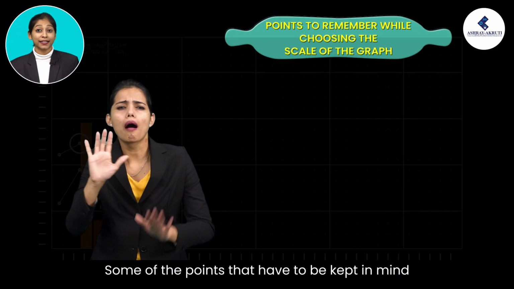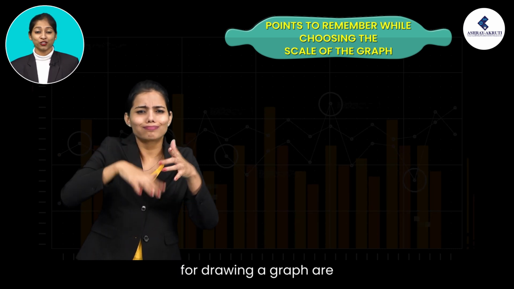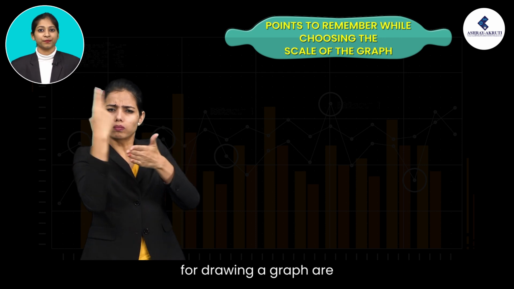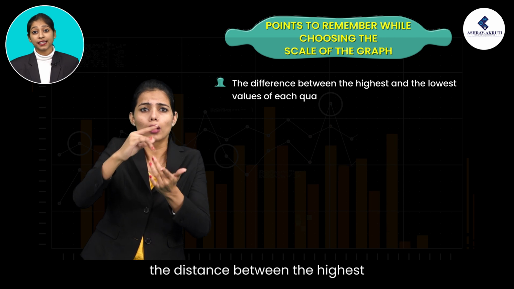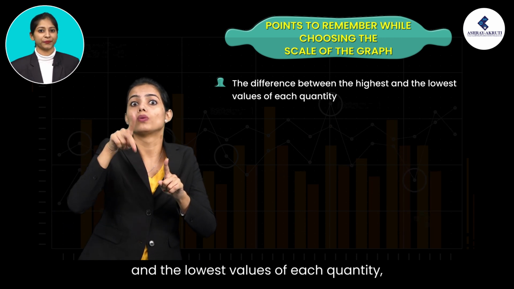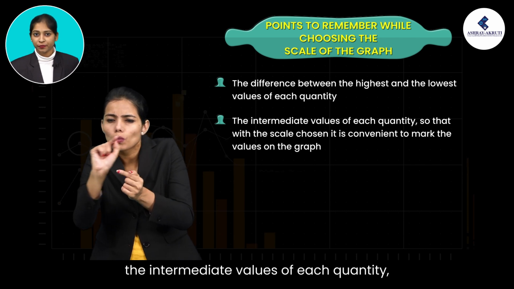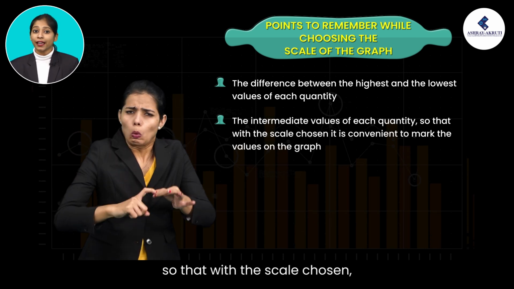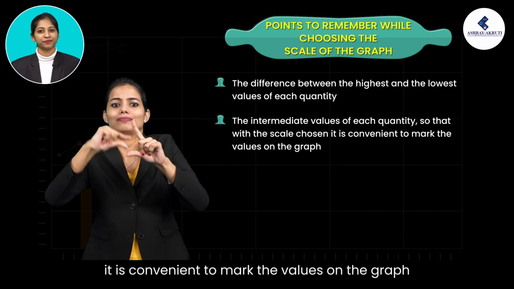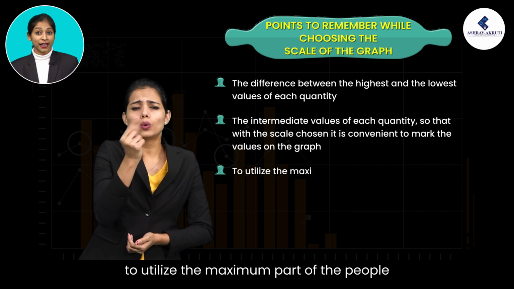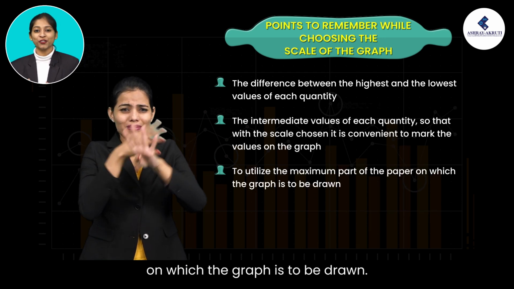Some of the points that have to be kept in mind while choosing the most suitable scale for drawing a graph are: the difference between the highest and the lowest values of each quantity; the intermediate values of each quantity, so that with the scale chosen, it is convenient to mark the values on the graph; and to utilize the maximum part of the paper on which the graph is to be drawn.